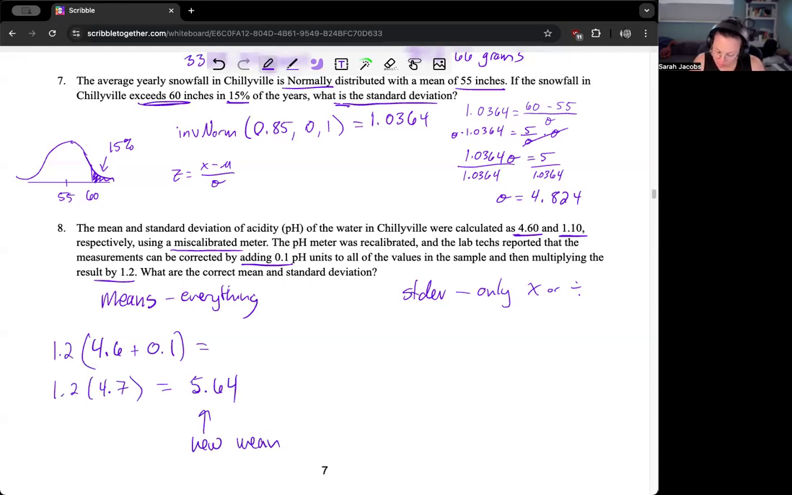All right. For the standard deviation, we're going to ignore the adding 0.1, because that, again, is just shifting everything up by 0.1. It's not affecting the spread. What is affecting the spread is multiplying the results by 1.2. So we're going to say 1.2 times 1.10, and that's going to give us a new standard deviation of 1.32. Okay. Again, as usual, hope that was helpful. See you next time.